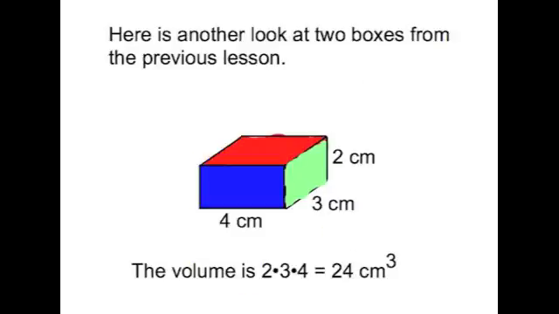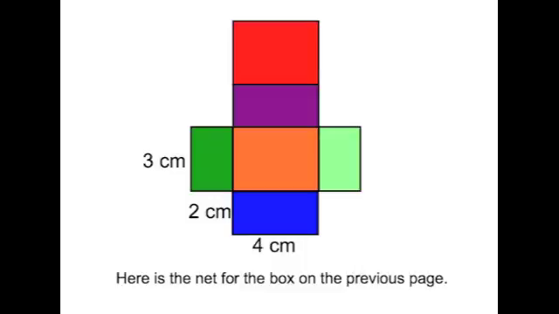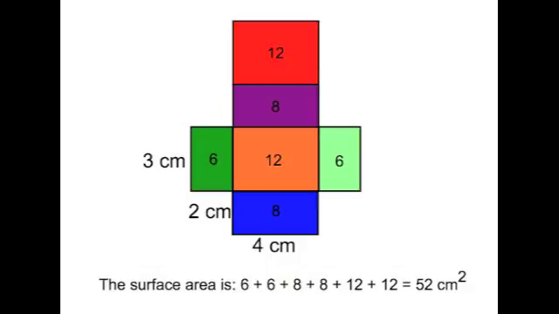Here is a look at 2 boxes from the previous lesson. And here's our first box. The volume is 2 by 3 by 4, 2 times 3 times 4, 24 cubic centimeters. And looking at the net that we made in our previous lesson helps us find the total surface area. In fact, we put the answers for each rectangle right there in the net. Once again, you can see there are 2 12s, 2 6s, and 2 8s. Add them up, 52 square centimeters.